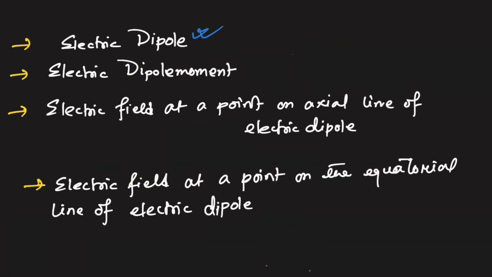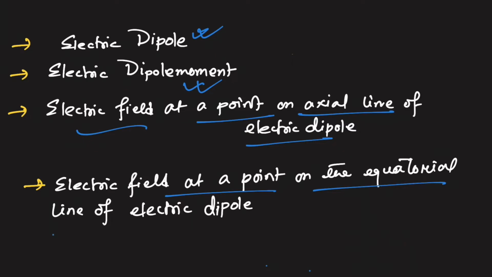The topics we are going to discuss in this video are electric dipole moment, electric field at a point on the axial line of an electric dipole, and field at a point on the equatorial line of an electric dipole.